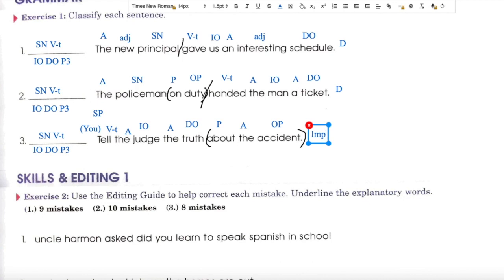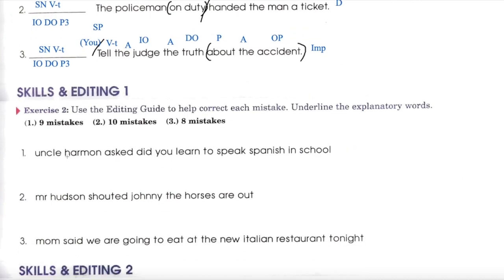Let's divide the complete subject from the complete predicate. Well, here's the verb, tell. That means we divide it right here. All right, and we're done with that whole section. Let's move on to skills and editing.